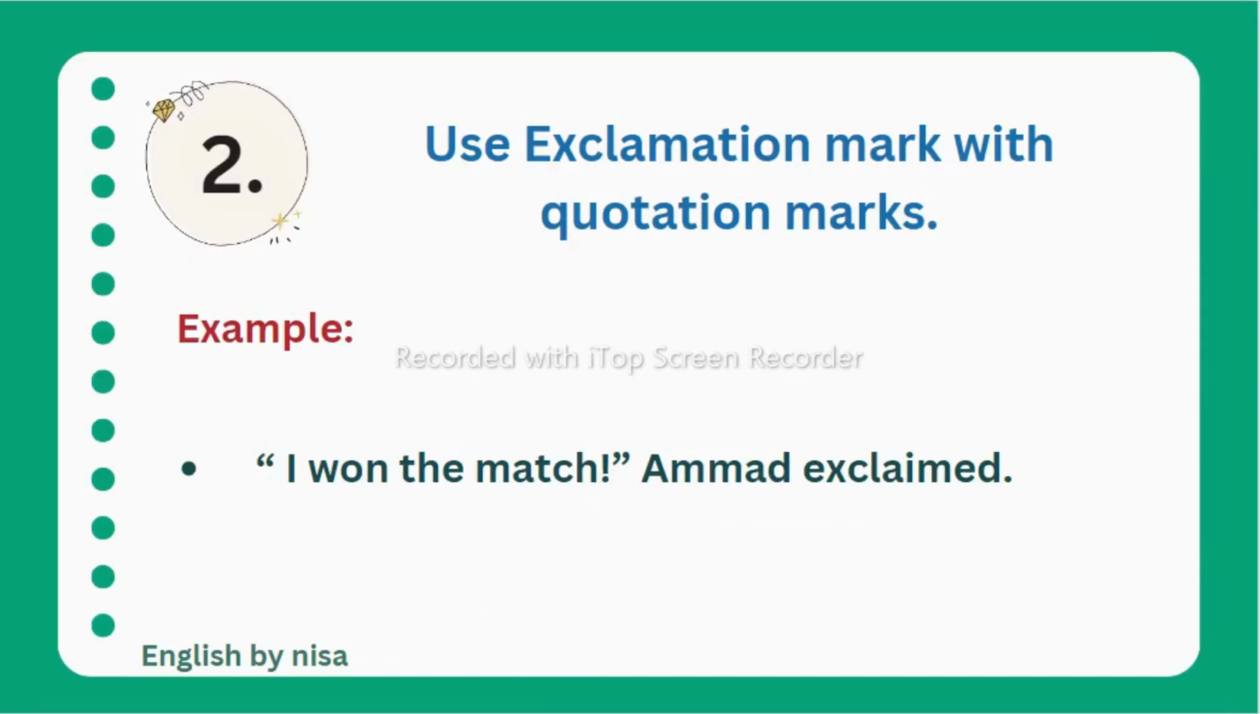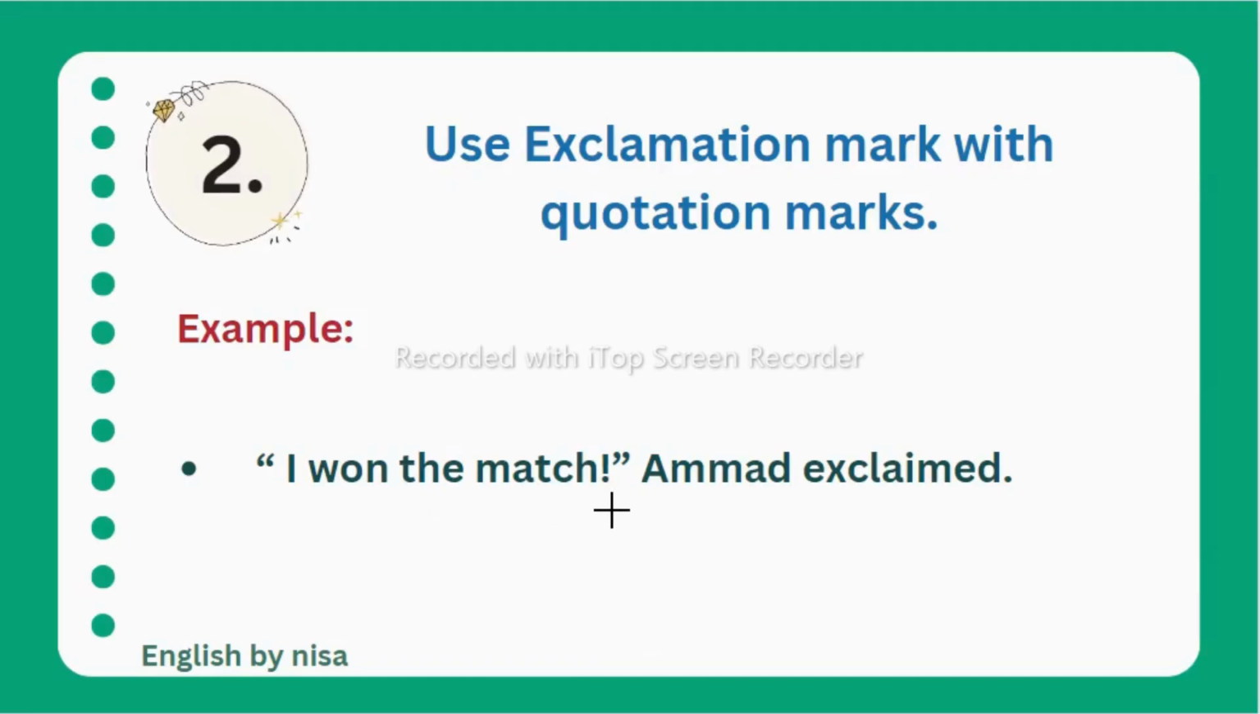Now let's see the next rule: use an exclamation mark with a quotation mark. Before, we saw that to separate the two clauses we put a comma if the statement is simple, and a question mark if the quotation is a question. But here we have an exclamatory sentence, so we put an exclamation mark. No need to put a comma here.